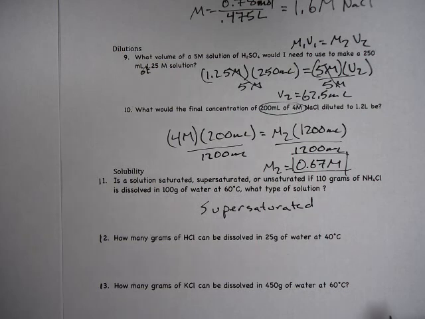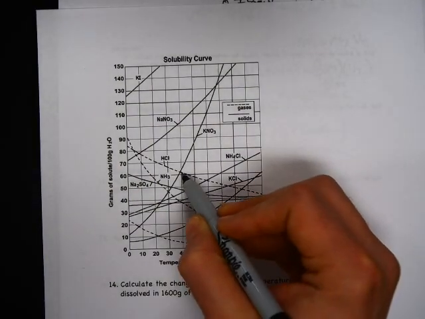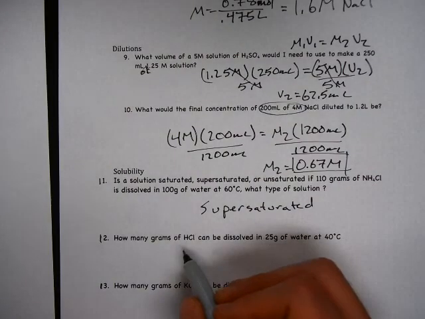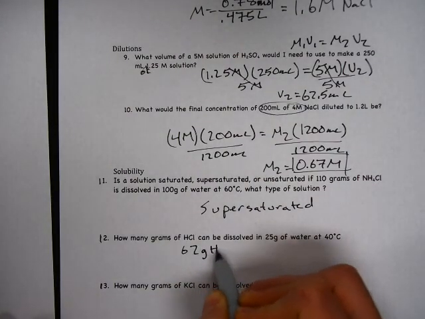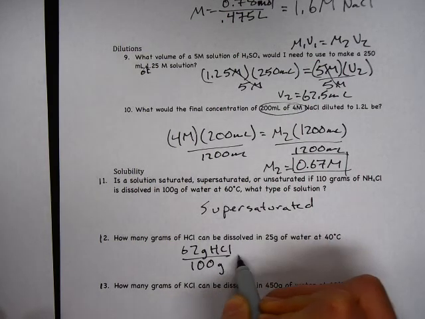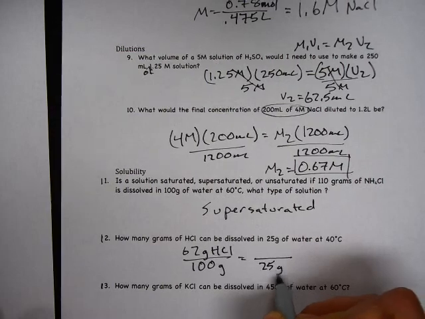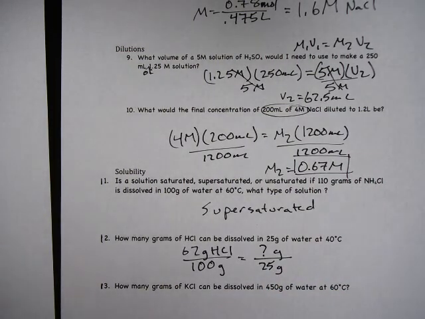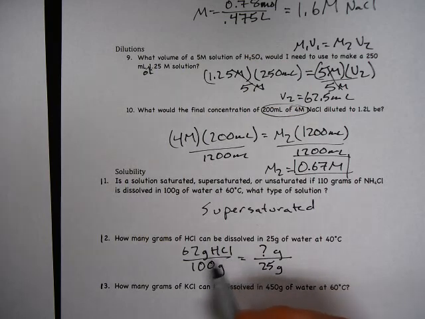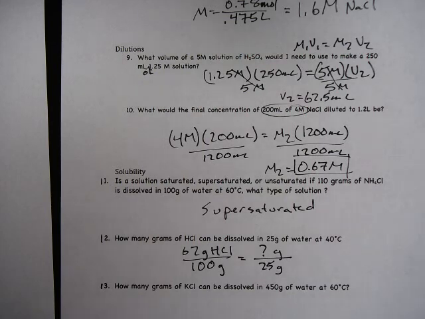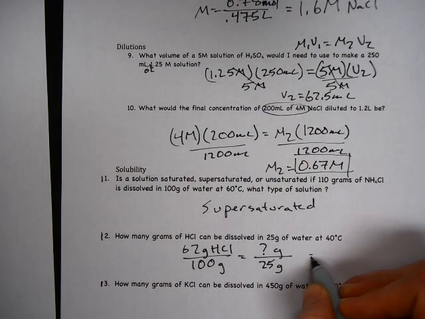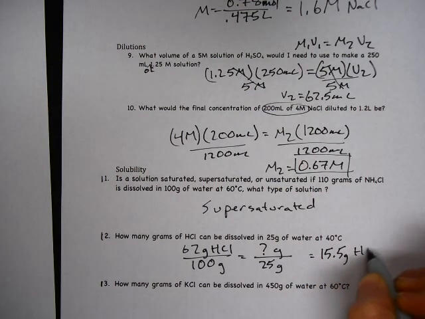Number 12, how many grams of hydrochloric acid can be dissolved in 25 grams of water at 40 degrees Celsius? So find HCl at 40 degrees. It's right here, roughly 62 grams. So at 40 degrees Celsius, again, 62 grams of hydrochloric acid for 100 grams of water. And here it's saying I need to find how much per 25 grams of water. So I can divide by 4 or cross multiply and divide, because 100 divided by 4 gives me 25. Either way would work. 62 times 25 divided by 100 gives me 15.5 grams of HCl.